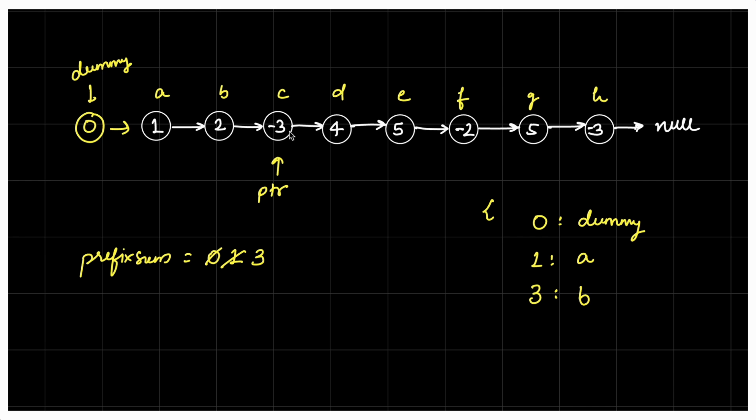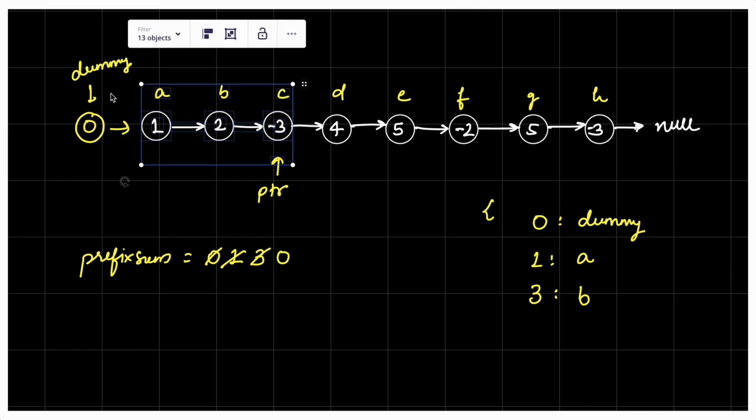So if we add this -3 to this 3, the sum would actually become 0. Now just think about it. If the sum is becoming 0, that means just check this value, the current prefix sum, whether it's already there in your hash map. Yes, it's already there. That means the sum for these values is actually 0.